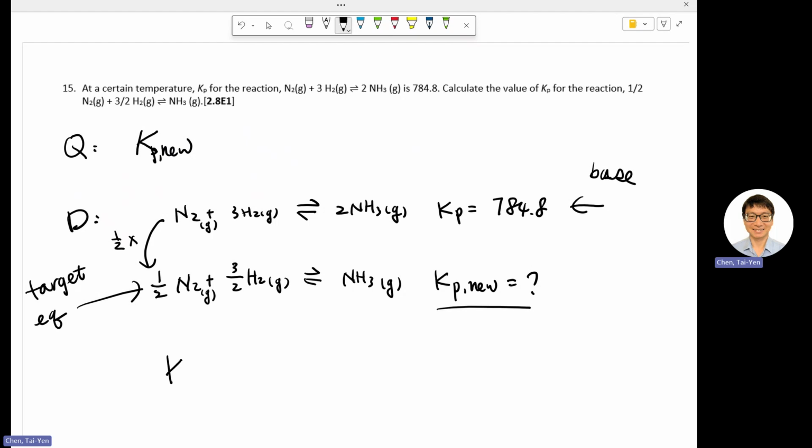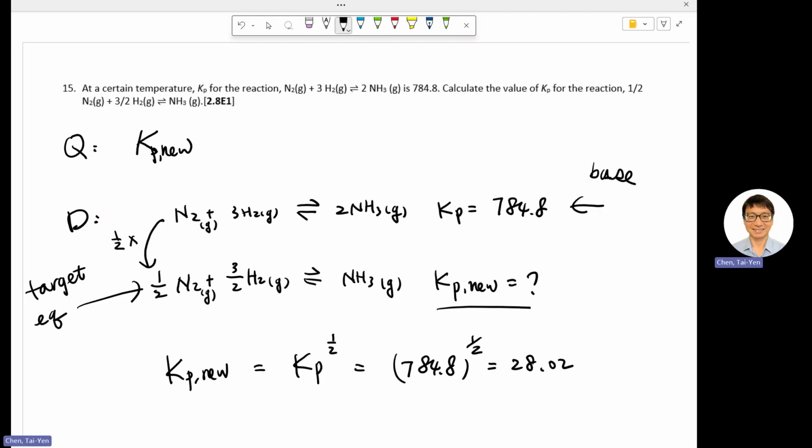Therefore, all the operation in the coefficients will happen to the original k to its power, right? Therefore, it will be 784.8 to the square root of that. And then you're going to get a value of 28.02. And that will be the answer. Okay. Any question for this?